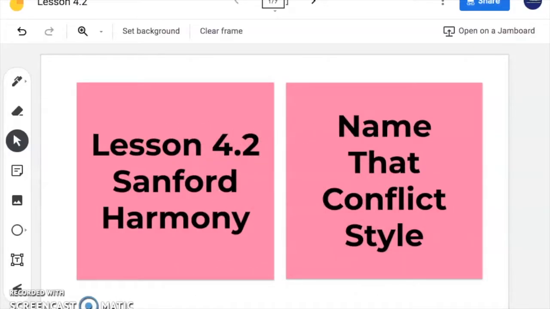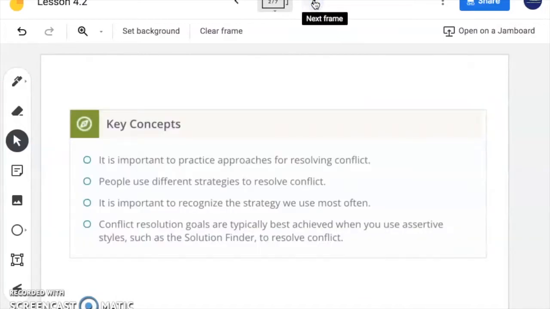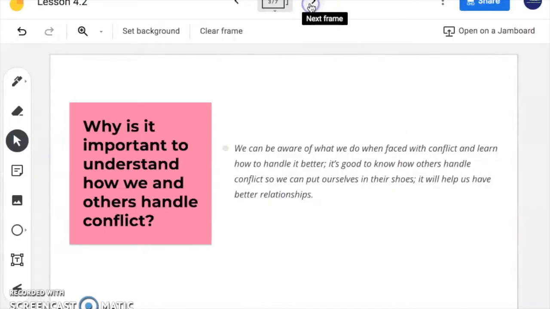Hello, in this Sanford Harmony lesson, we're going to focus on lesson 4.2, Name That Conflict Style. The key concepts are it is important to practice approaches for resolving conflict. People use different strategies to resolve conflict. It is important to recognize the strategy we use most often. Conflict resolution goals are typically best achieved when you use assertive styles such as the solution finder to resolve conflict.